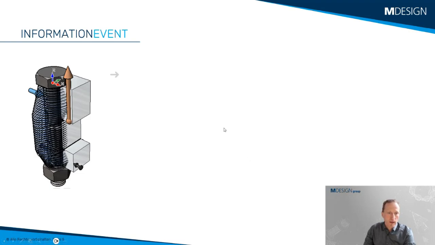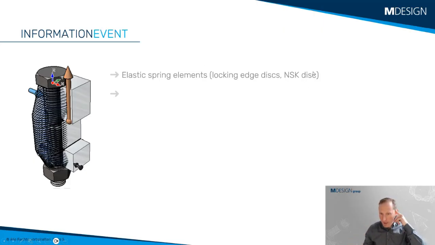Okay, so we have a lot of new elements inside. You can now use really elastic elements like spring washers, locking edge disks, and NSK disks. These are special elastic elements often used, for example, in railway technologies. They have a nonlinear material behavior or nonlinear spring behavior, and we get the real behavior from the manufacturers and include it in the database, and you can use it.